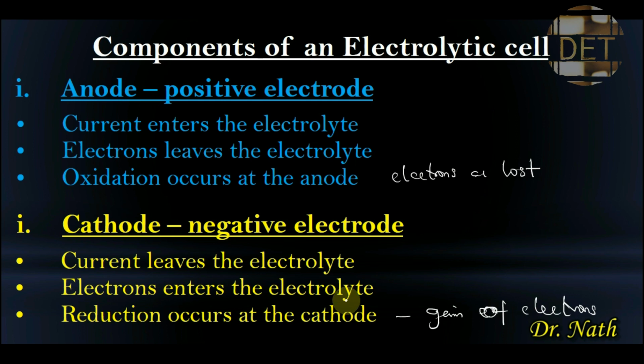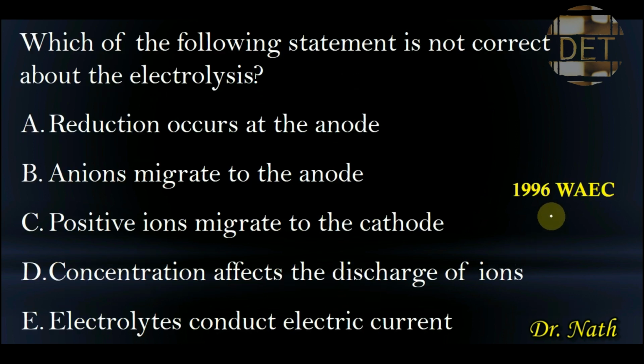Before we move further, let's look at this 1996 WAEC question. The question is, which of the following statements is not correct about electrolysis? The hallmark of this question is, which statement is not correct? The first statement, option A, says reduction occurs at the anode. Does reduction occur at the anode?